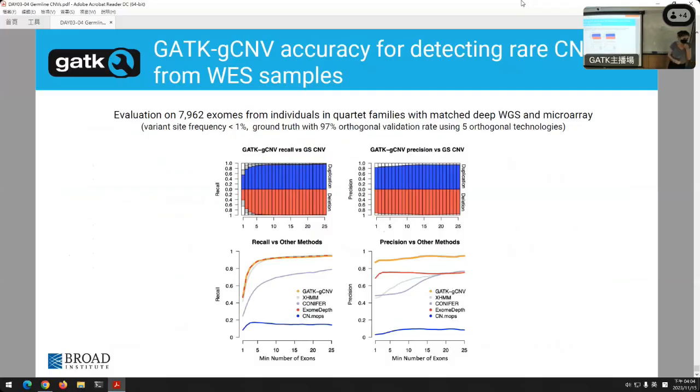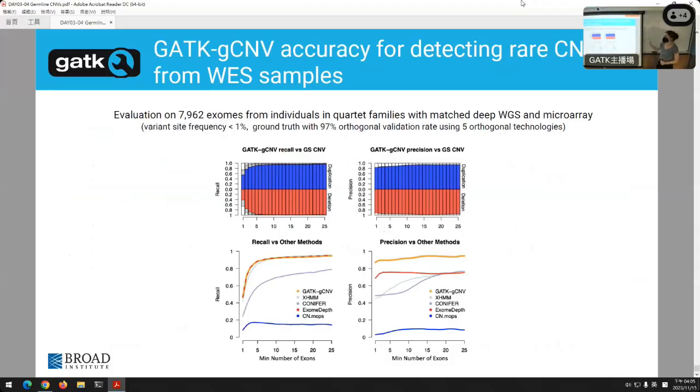And after high precision filtering, this data was benchmarked at about 86% recall and 90% precision, which is really good for CNV calling on whole exomes. And you can see in these top plots that both the recall and precision improve as the number of exons increases. So we can be more confident and do a better job in CNV calling from exomes for larger CNVs.